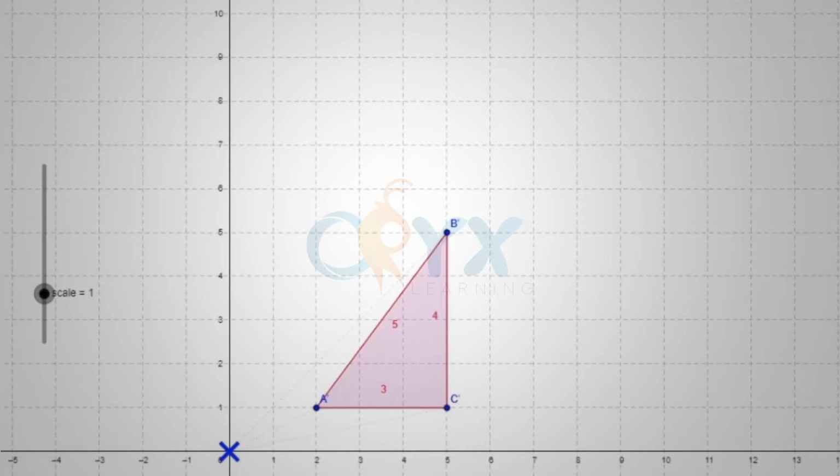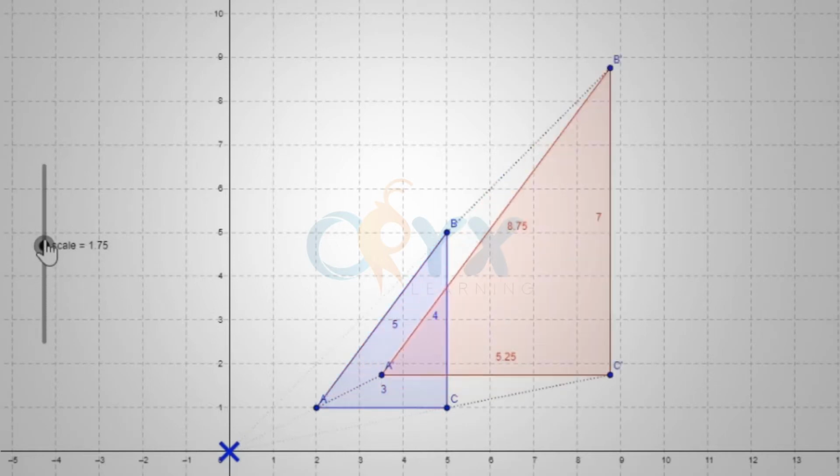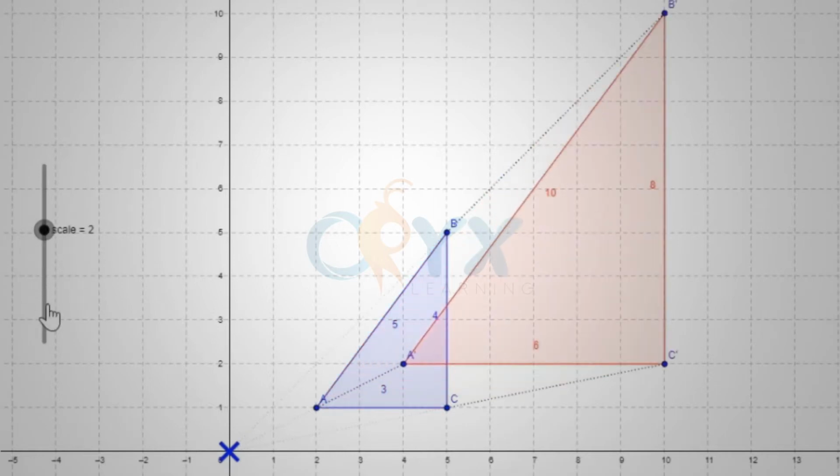So as we can see here, we have a triangle ABC. It has side lengths of 3, 4, and 5. It is a 3, 4, 5 triangle. If we take the center of dilation at (0, 0), we can see that on the left, our scale factor is 1. When the scale factor is 1, triangle A'B'C' will be the exact same size as the original. If I move the scale factor in the positive direction greater than 1, we can see that the triangle becomes enlarged.